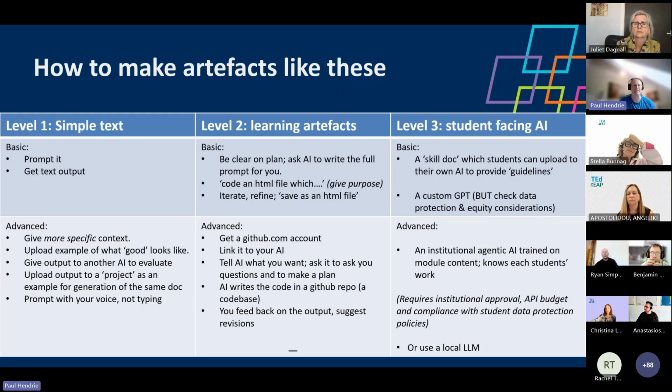The student-facing AI is the biggie, I think, that universities wrestle with. Should we have an institutional AI system? That's the advanced box down at the bottom right there, which is beyond our scope as educators. That's a university-level decision. Should we have an institutional agentic AI trained on each module's content that knows each student's work? That's one vision of where AI sits, but we're not there. There are a lot of bridges to cross before we get that. I think we will get there in about five years, and that's where the universities will be, but we're not there yet.